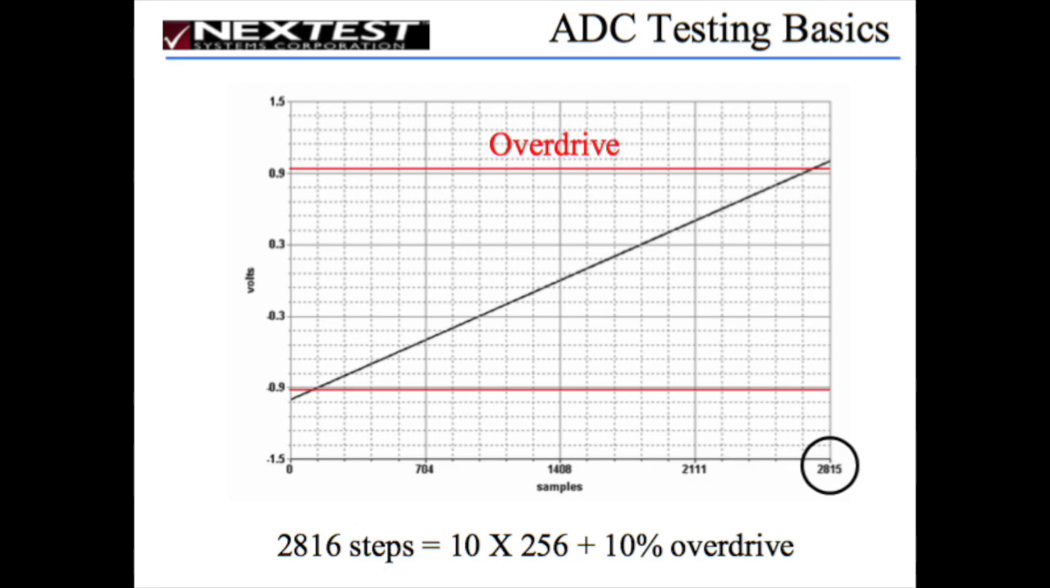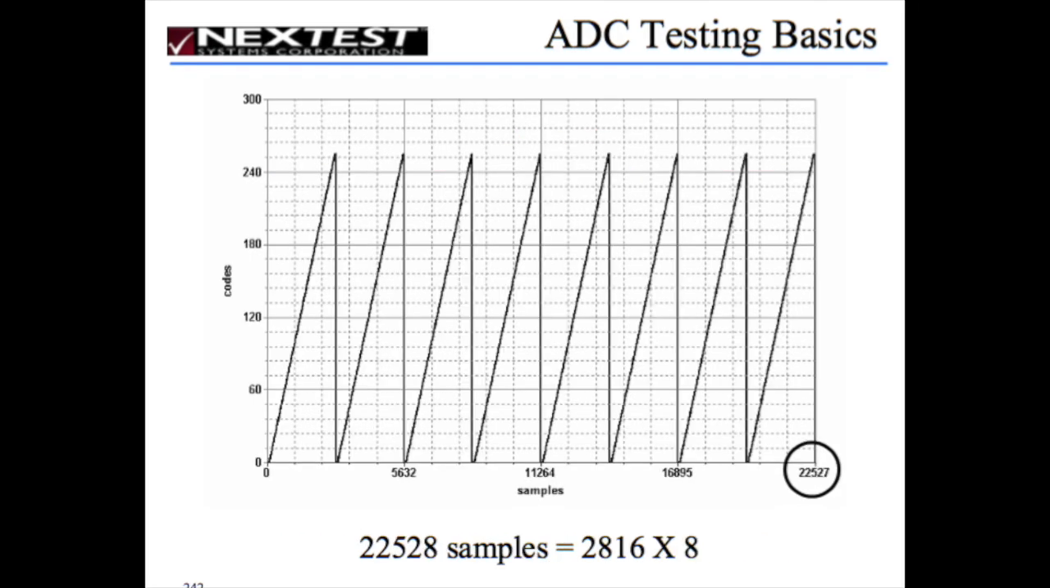We need to overdrive. We're going to take the input from below minus VREF all the way through its range and above the positive VREF. So we take it from minus VREF to plus VREF with 5% overdrive on the low side and 5% overdrive on the high side. We take 22,528 samples, which is 2816 times 8. So we don't have to put them all in memory. We simply tell the AWI to run over and over and over again.